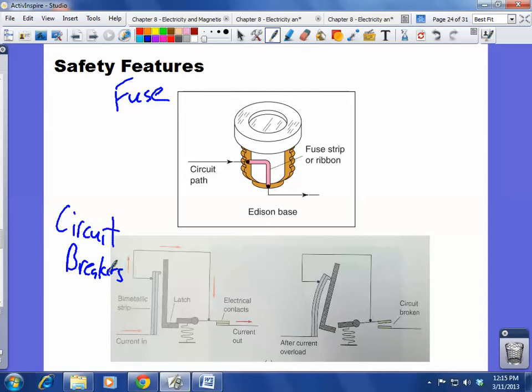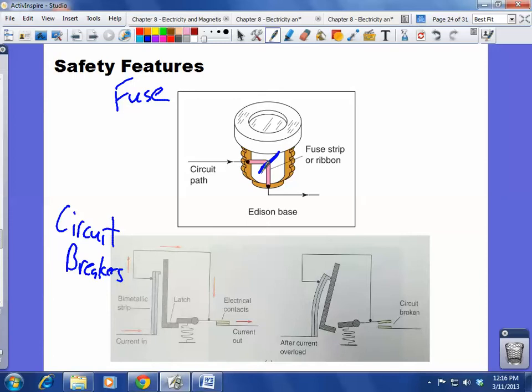A fuse is a relatively simple device that has a tiny little ribbon in it that's designed to fail at a certain temperature. If this thing gets too hot, this ribbon in the middle is just going to burn out. What do you think happens if this ribbon burns out? There we go. We've opened up the circuit. We don't have a path for these electrons to travel anymore, so that electricity stopped. Now, what do you think a disadvantage to a fuse is?